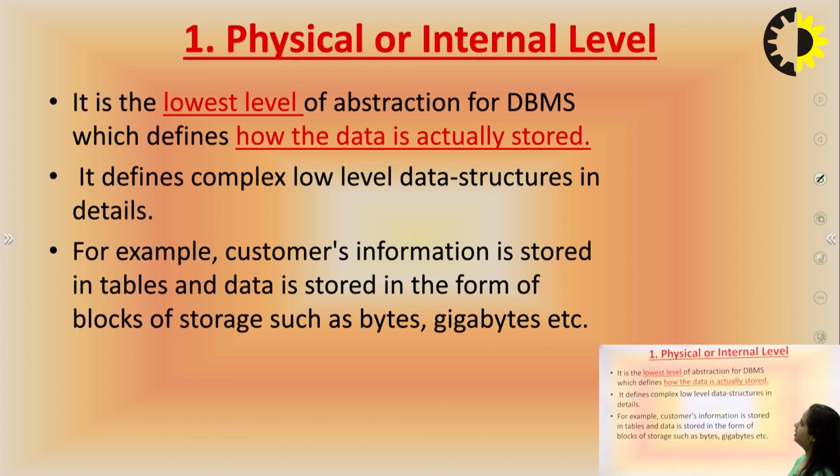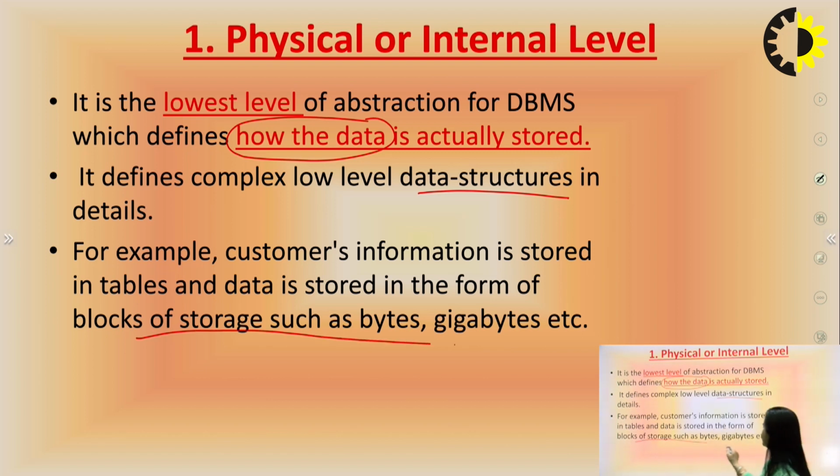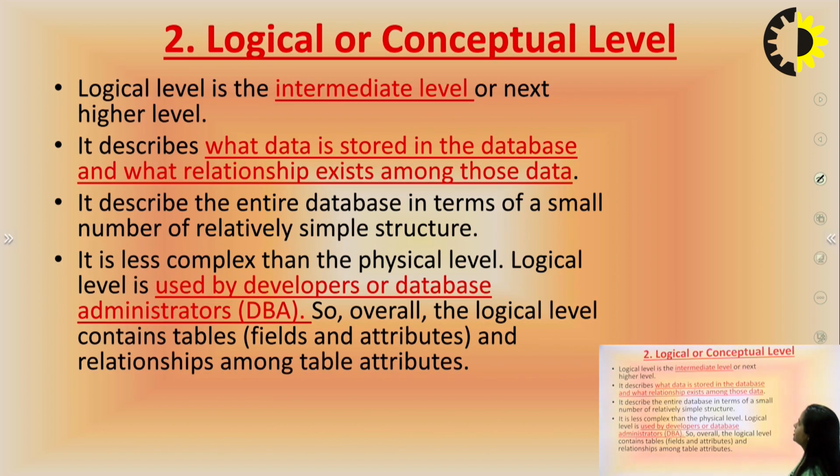What is the physical level? The physical level is the lowest level of abstraction in DBMS, which defines how data is actually stored. It defines complex low-level data structures in detail. For example, customer information is stored in a table, and data is stored in the form of blocks of storage such as bytes, gigabytes, etc.